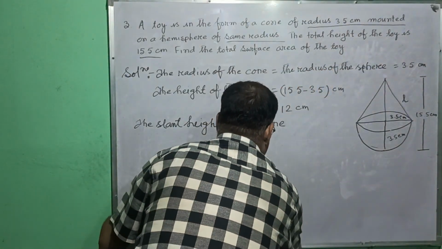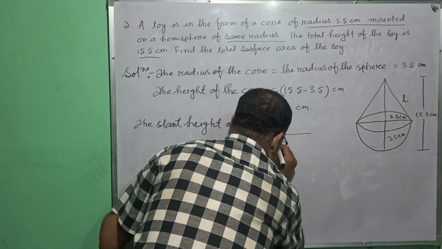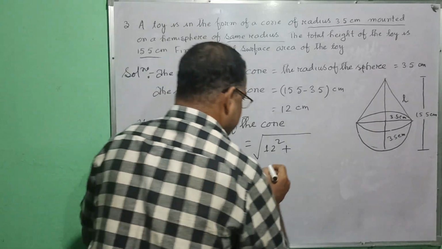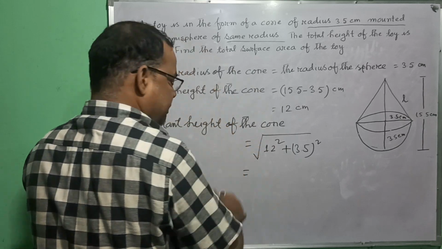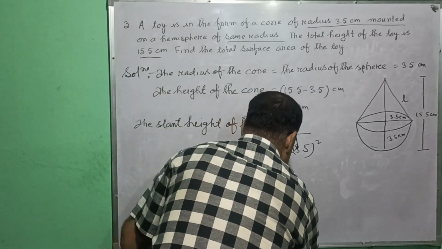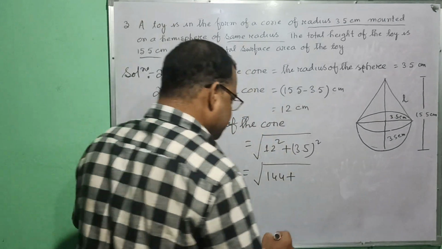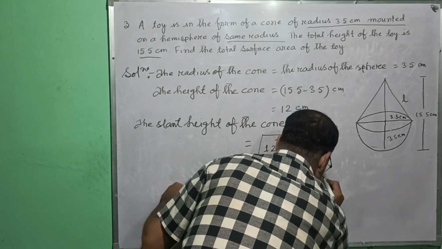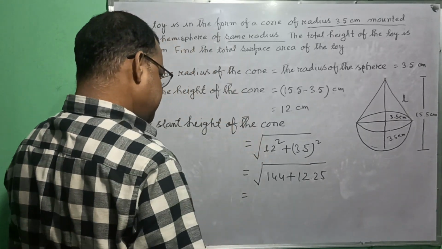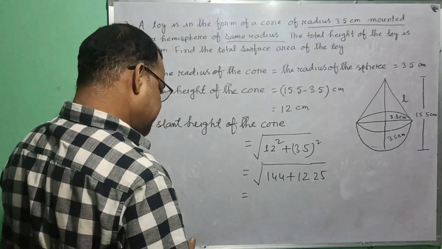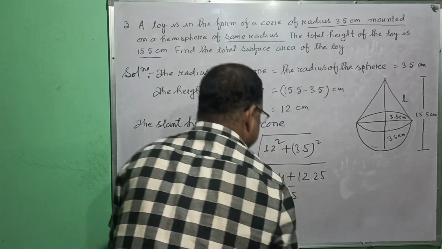So we'll write here equal to the square root of height, which is 12, so 12 squared plus radius, which is 3.5, so 3.5 whole squared. Let us find it separately. The slant height is equal to the square root of 144 plus 3.5 whole squared, which is 12.25. You can do it on the rough side. If we add it, we'll get the square root of 156.25.